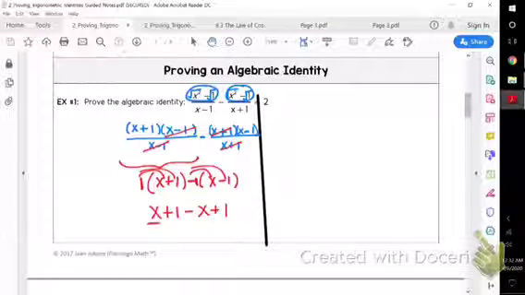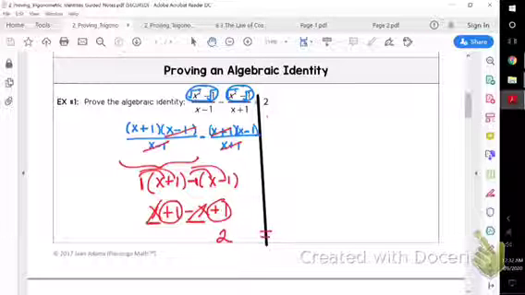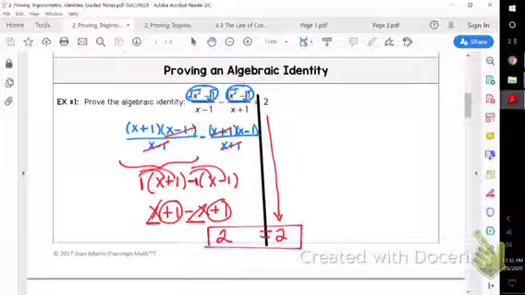And then we're going to combine like terms. What's x minus x? Cancel. And we have 1 plus 1, which is 2. And looky there. That's what we were trying to prove, that it was equal to 2. So it is proven. So we could put QED. We have demonstrated it.